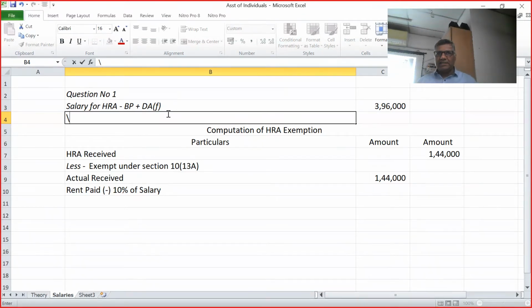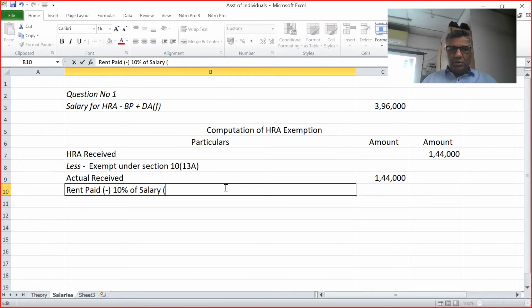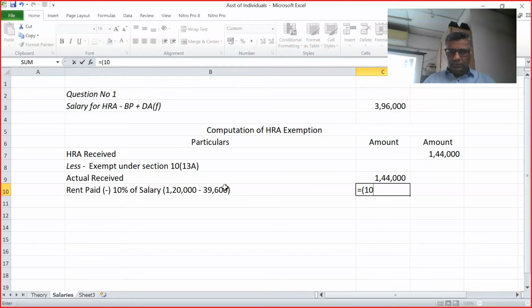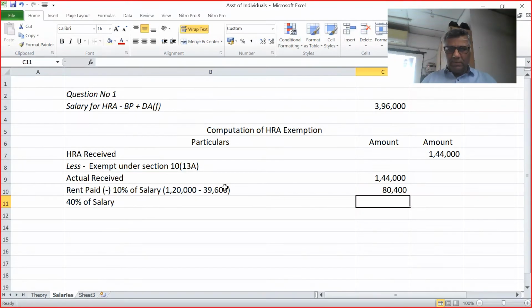3 lakh 96,000 is the salary. So rent paid minus 10% of salary. Rent paid is 10,000, so 1,20,000 minus 39,600. Forty percent of salary.